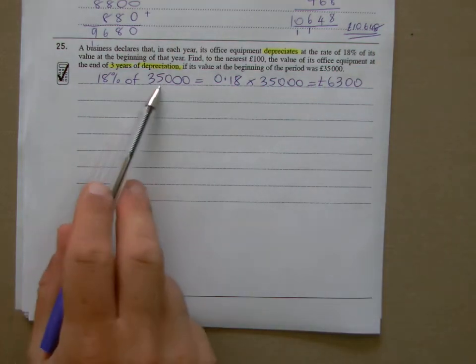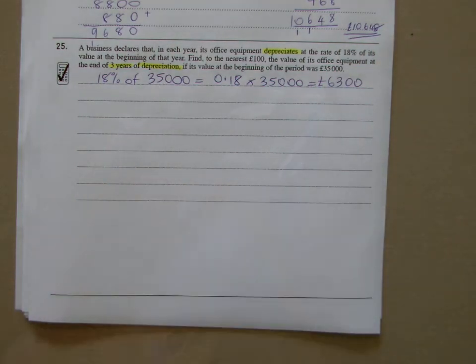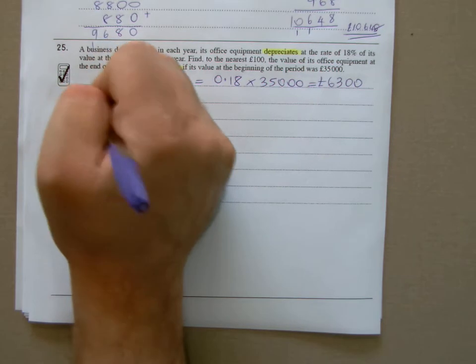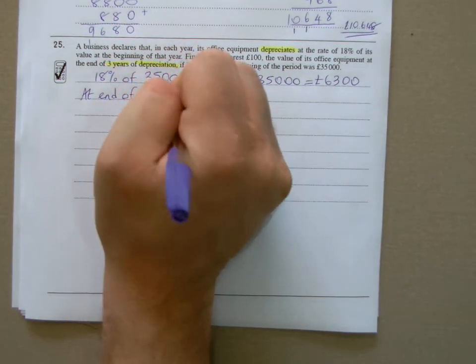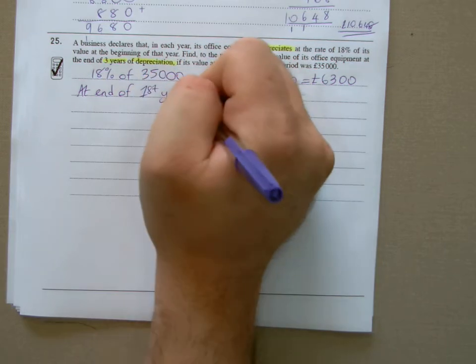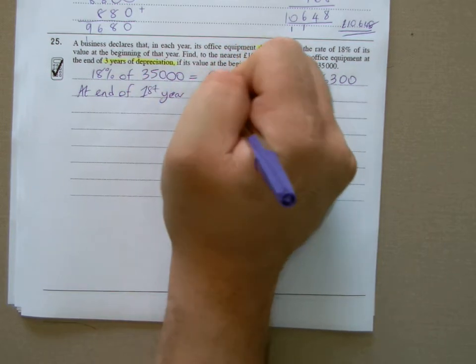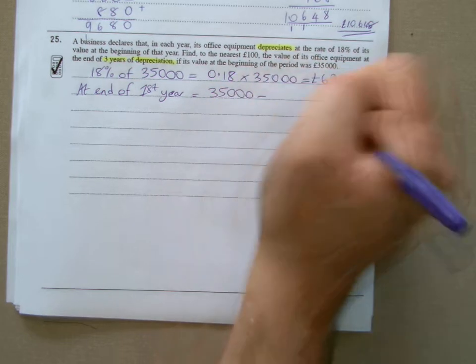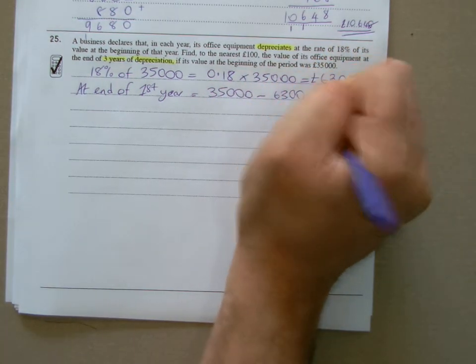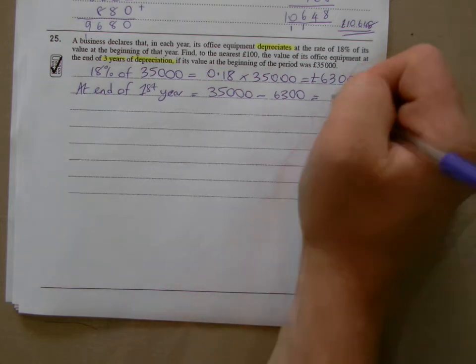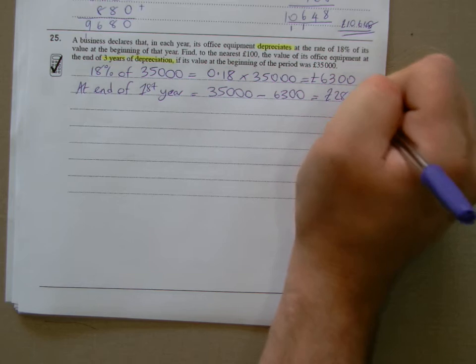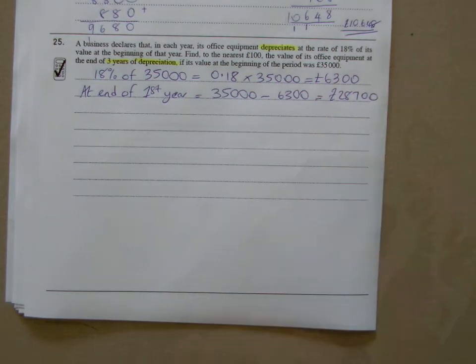So they bought the equipment maybe on January the 1st, and it lost that in value. So at the end of the first year, let's see what it's worth. It will be 35,000 take away 6,300, and we get 28,700. So it's worth a lot less at the end of the first year.